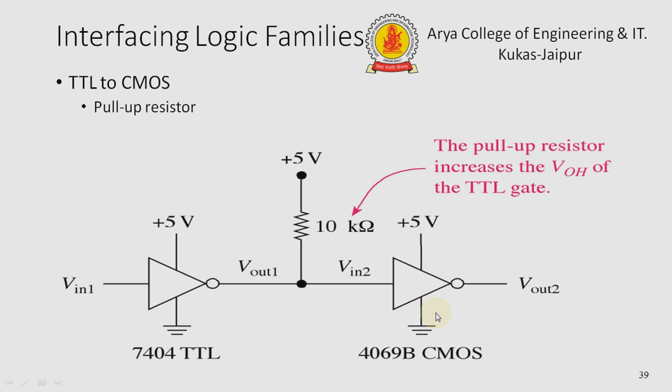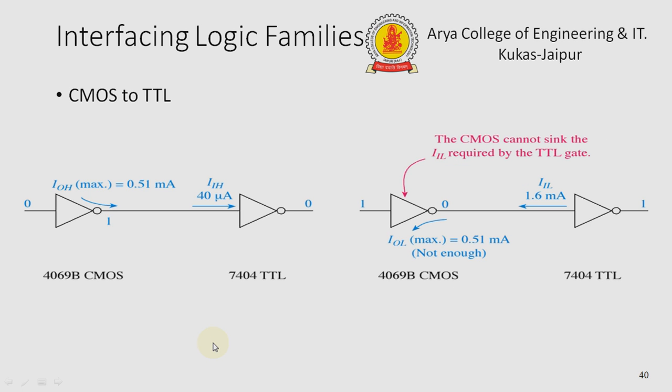In between, this one is the TTL series, this is the CMOS series, and in between both, a pull-up resistor is applied, and it increases the high voltage level of the TTL gate. So we get the high output of this TTL going to the input of CMOS, and this pull-up resistor makes it high, because we know the quality of CMOS, it has high input impedance, so this is achieved by this resistor.